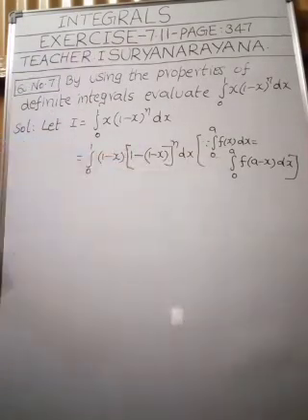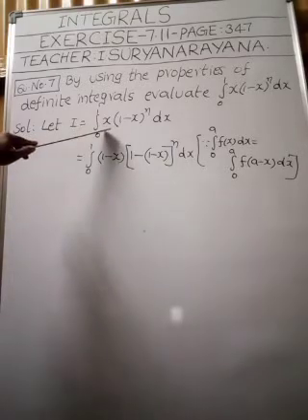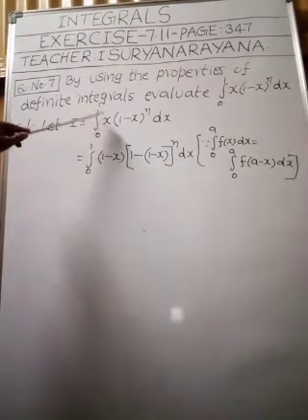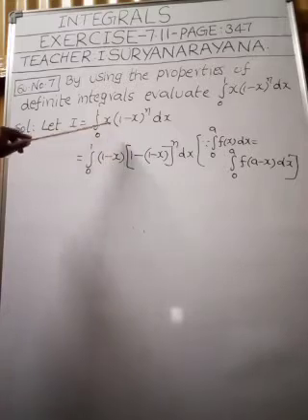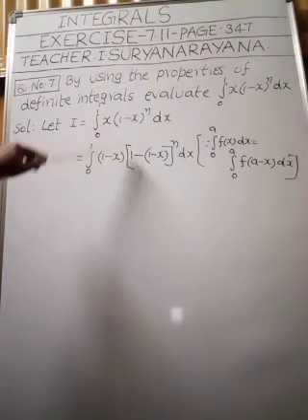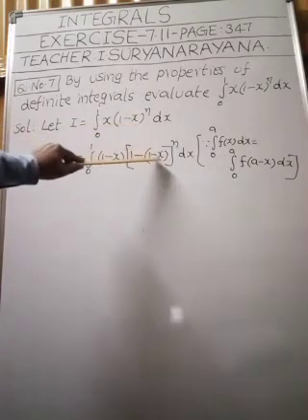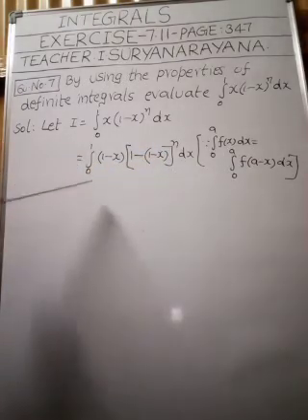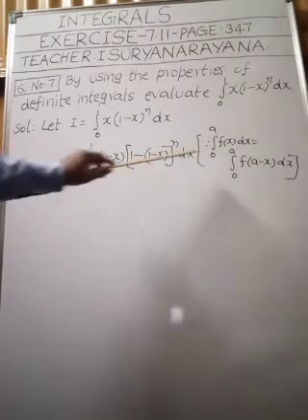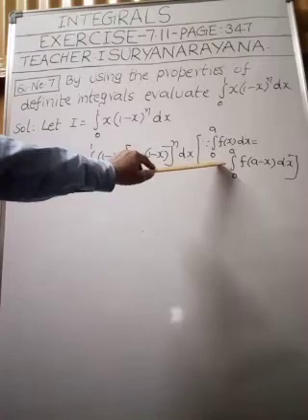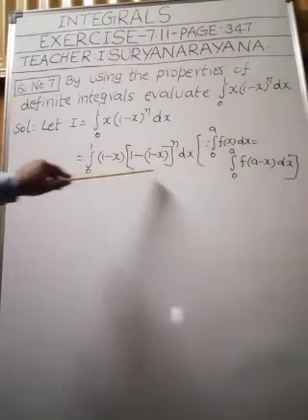This formula is very important. Okay, my children. So in the place of x, we wrote upper limit minus x. Here x is there, so upper limit is 1. So 1 minus x. Here also x is there. I wrote 1 minus x in the place of x. Understood this step, my children? By using this property of definite integral, we wrote this step.